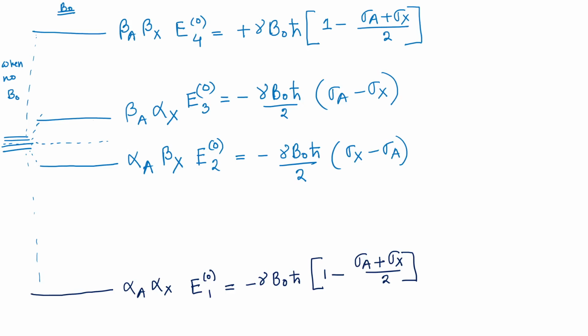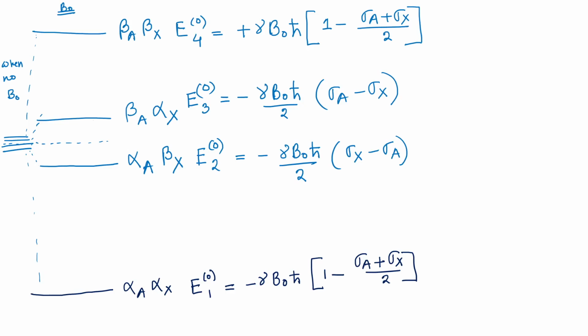When there is no field, all of them are degenerate. Now we apply some field. The nuclear spin states now become non-degenerate. They split into different energy levels, and according to the selection rule, there are going to be some transitions. Those transitions can be monitored by giving a radio frequency, and the resonance radio frequency is going to be absorbed, and that's how we get some spectra.